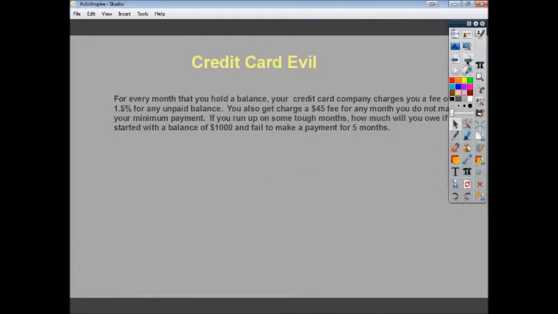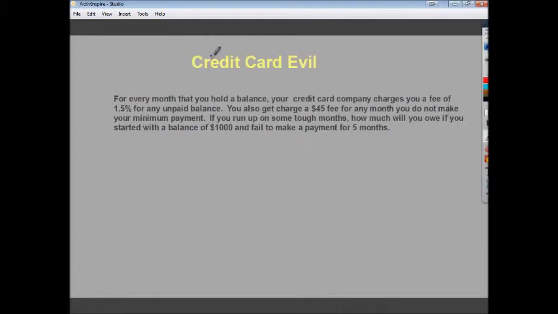Finally, let's talk about credit card evil for just a second. When I say credit card evil here, my goal is to get you to understand the idea that you owe a bunch of money if you don't pay it off. In this case, the setup with your credit card is you pay 1.5% on your unpaid balance every single month, and then you get a $45 fee every month you don't make your minimum payment. So let's say you get some tough times, and how much will you owe if you started with a balance of $1,000 and you fail to make a payment for 5 months, which could be a big problem.